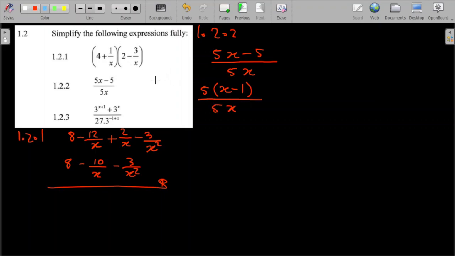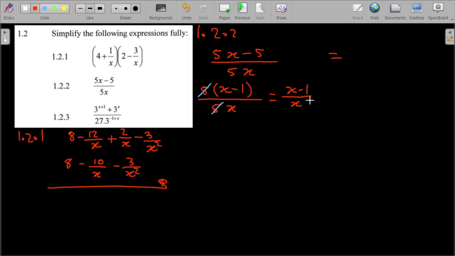Now what is happening here underneath? 5 and 5, they chop each other. Then what is left here? So I'm going to be left with x minus 1 all over x. Now, another quick way of doing this.